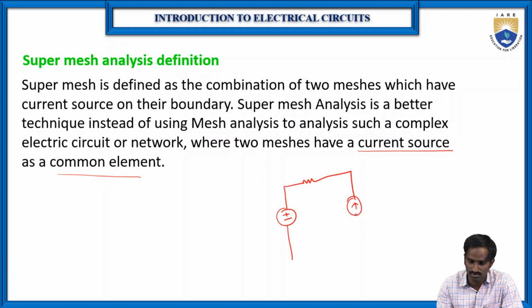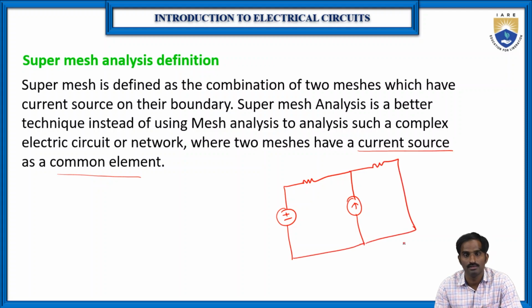So here, suppose, as you can see, this is the current source. The current source is in between the two loops. So it is very difficult to treat this as one loop and this as a second loop, because in the first loop the same current I is flowing, and in the second loop also the same current I is flowing. But how this current is divided into R1 and R2, we don't know. We can't find that by using simple mesh analysis. So in that case we go for the super mesh analysis.